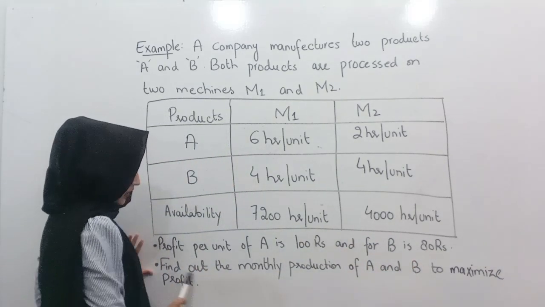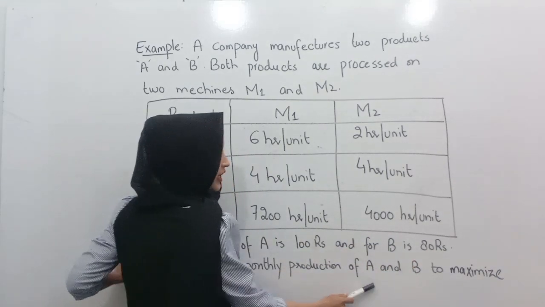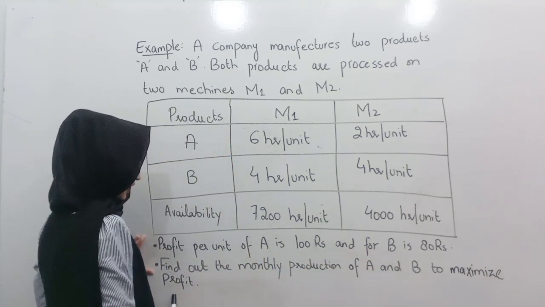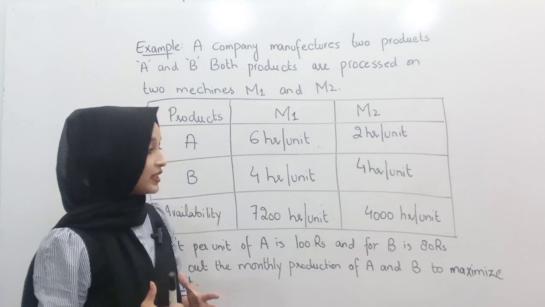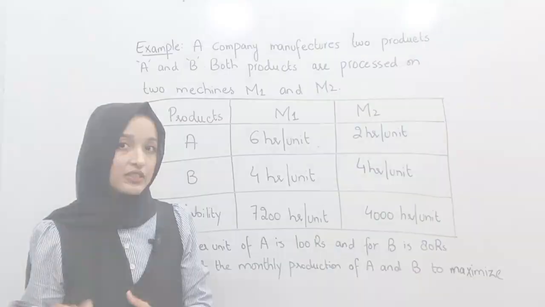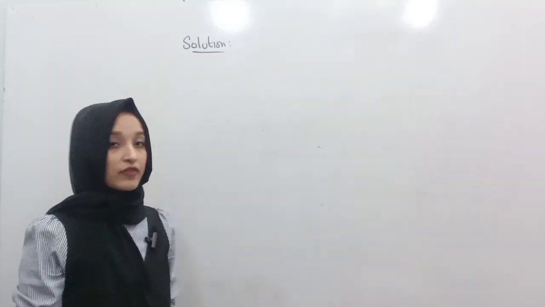We have to find the monthly production of A and B to maximize the profit. That is, how many products of A and B should be manufactured monthly so that our profit can be maximized. So first we will write the decision variables.